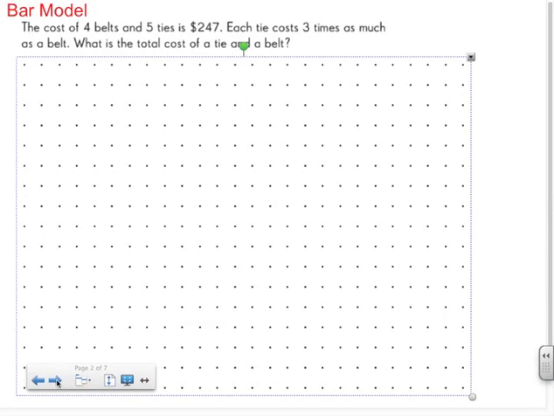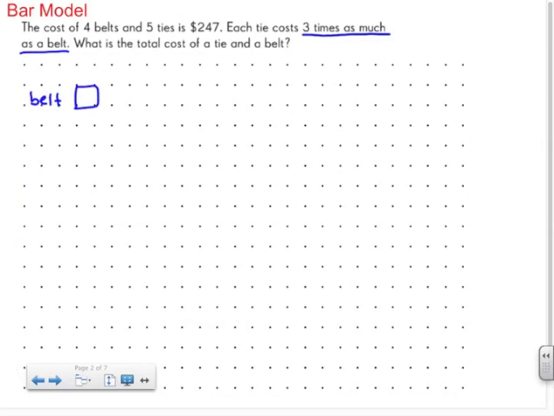Another problem has the cost of 4 belts and 5 ties is $247. Each tie costs 3 times as much as a belt. So right there tells me my belt is going to be my 1 box. So my belt is 1 box. The question is, what is the total cost of a tie and a belt? So we want to find the cost of a tie and a belt.